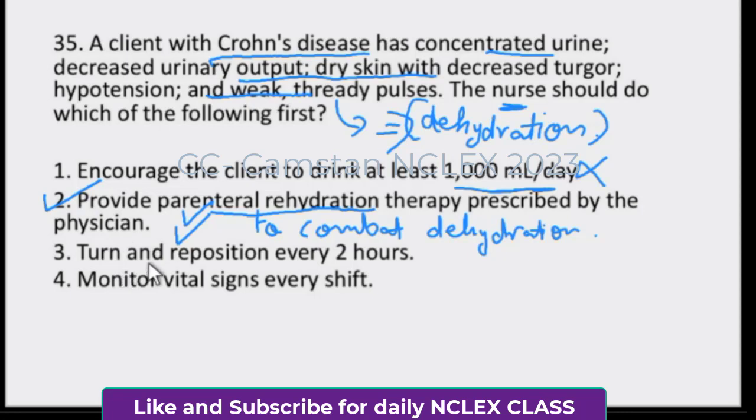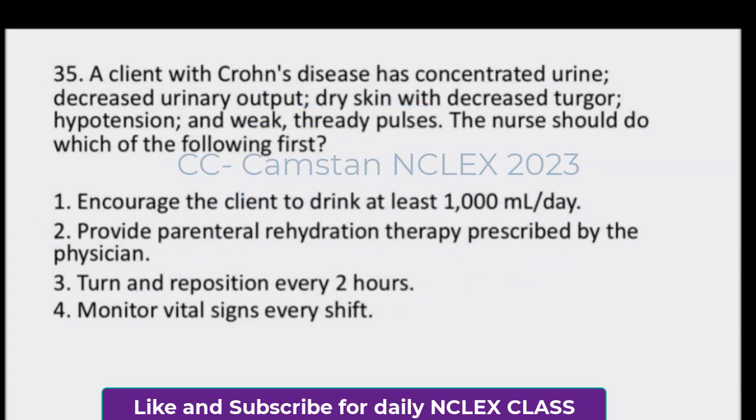The third one is turn and reposition every 2 hours. Well, it is a good thing because it helps in the prevention of skin breakdown. But our first requirement is to hydrate our patient. So not the best choice. The fourth one is monitor vital signs every shift. Yes, it is also important to monitor the signs, but as I told you, our first priority is to rehydrate our patient. So also not the best choice. So out of the four options, the correct one is the second one. Right. So now moving on to the next question.